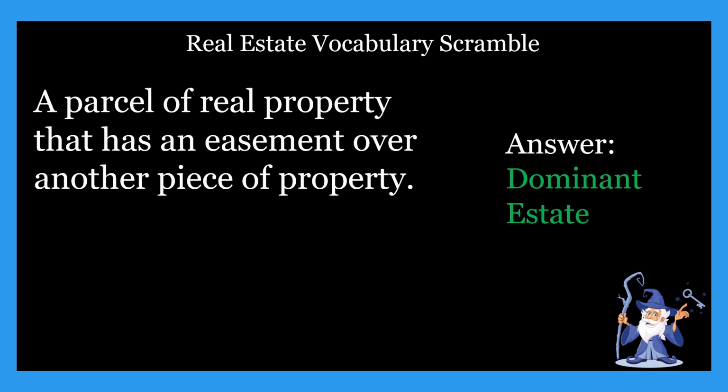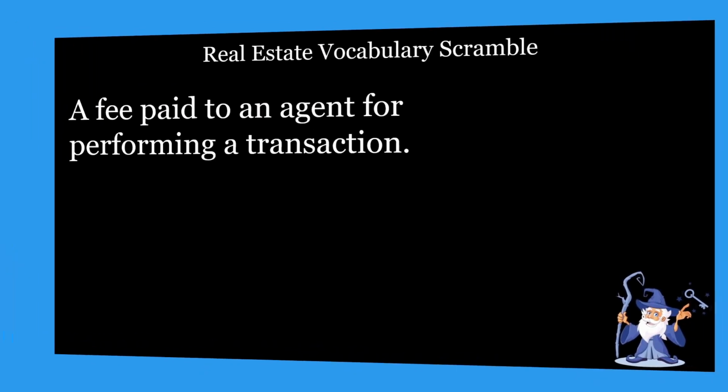An excellent way to remember which is, whenever you hear servient estate, think of that estate serving the other. It is a servient estate because it serves the other through the easement located on their property. You can also think about the dominant estate dominating the other since it holds an easement over the other party's property. Pretty self-explanatory there. Alrighty, next one.